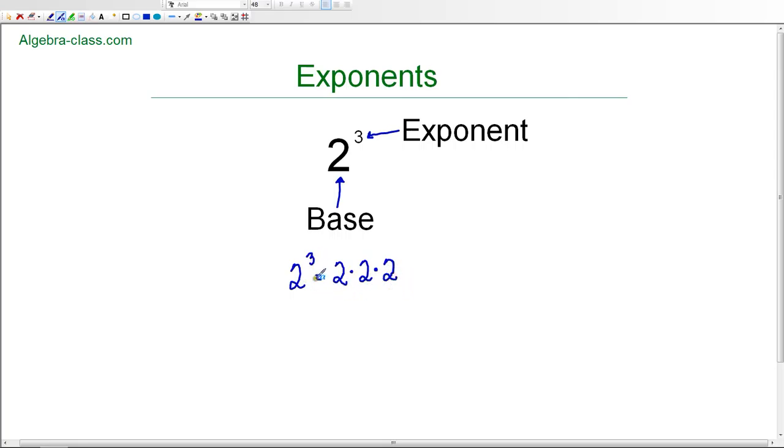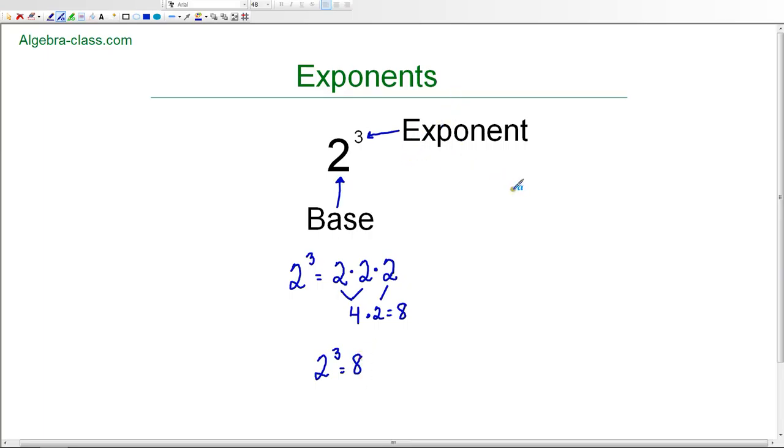So 2 to the third power is equal to 2 times 2 times 2. And then we can evaluate this expression to find the answer. So 2 times 2 is 4, times 2 is 8. So 2 to the third power is equal to 8.